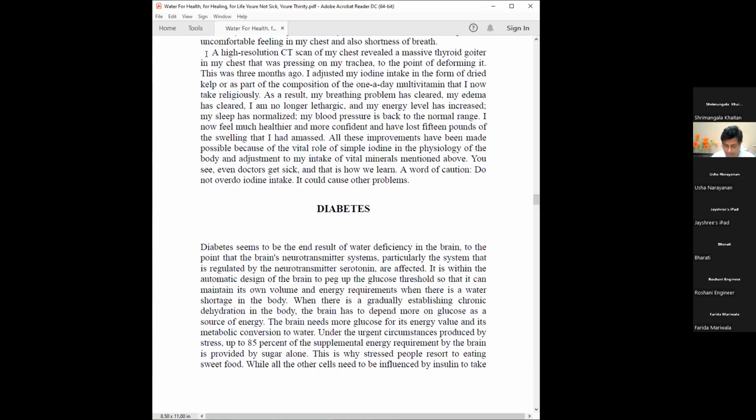All these improvements have been made possible because of the vital role of simple iodine in the physiology of the body and adjustment to my intake of vital minerals mentioned above. You see, even doctors get sick, and that is how we learn. A word of caution: do not overdo iodine intake. It could cause other problems. So again, excess of anything becomes a problem.